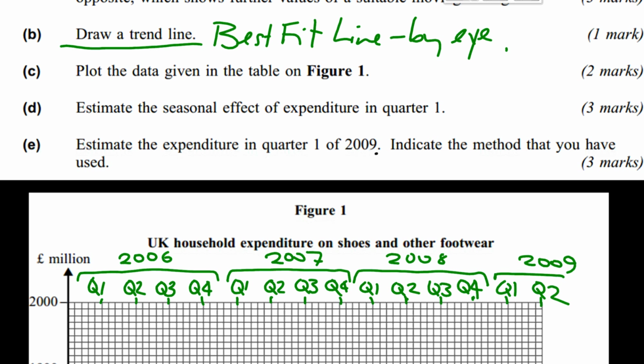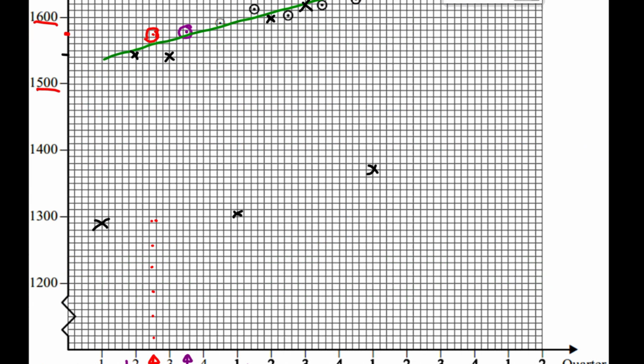So what's the next question they're going to ask us to do? So we've just completed draw a trend line. Now it says plot the data from the table. So I'm going to get on and do that next. Okay, so I've plotted all of the source data. That's all the expenditure figures from the table in their positions on the diagram. These are all the black squares.